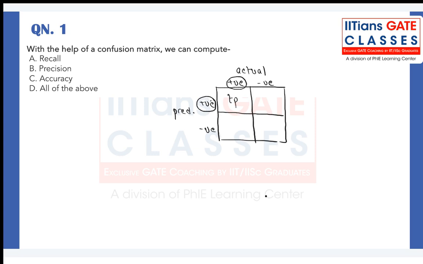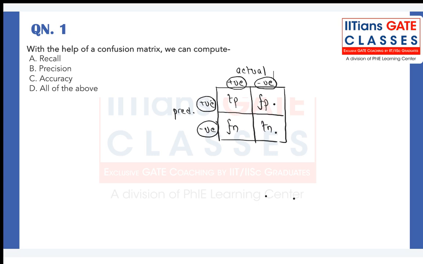Okay, and if your actual was negative but your model predicted positive, your model falsely predicted that it is positive, so it's called a false positive. And if actually the data point has positive class and your model predicts negative, so your model has falsely predicted it as negative, so it's a false negative. And if your data point is negative class and your prediction is also negative, that is called true negative, right?